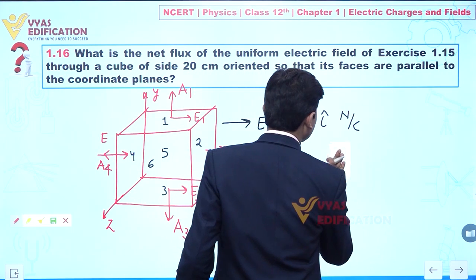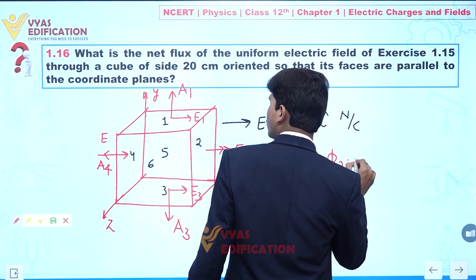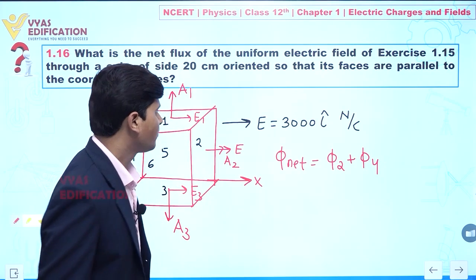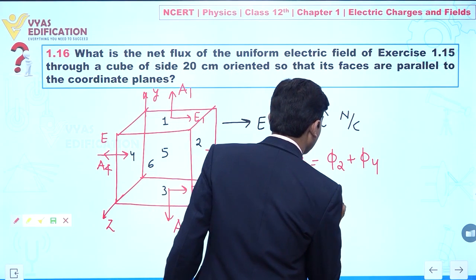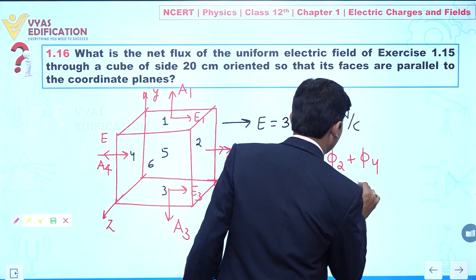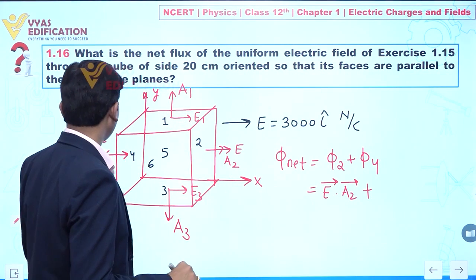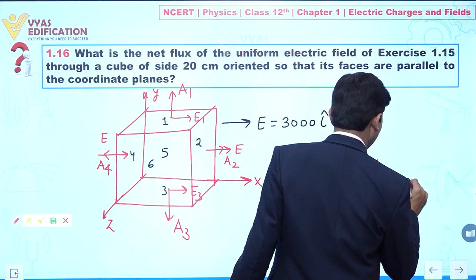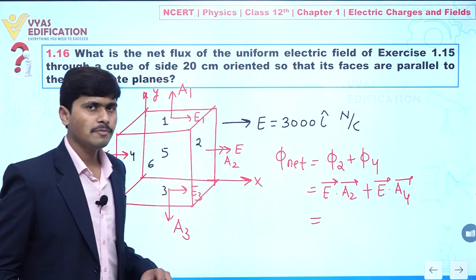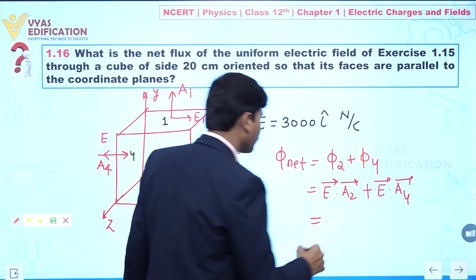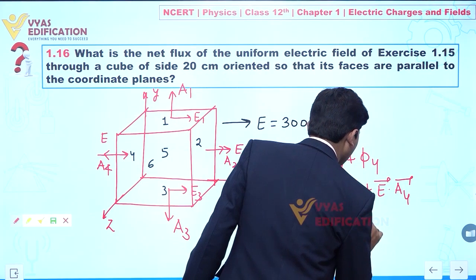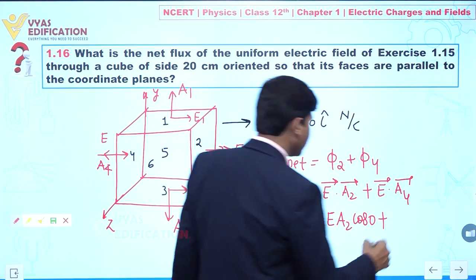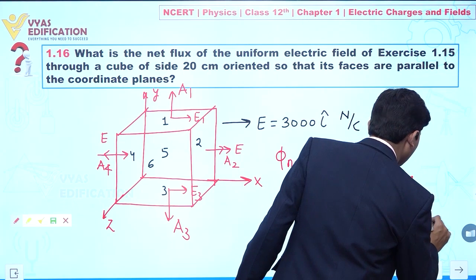Or we can write it like this: this is equal to phi 2 plus phi 4. Because electric flux is a scalar quantity, we can directly add it. So phi 2 equals E dot A2, plus phi 4, which is given as E dot A4. Now the angle between the electric field and area vector is 0, so E A2 cos 0, plus, where the electric field and area vector are opposite, E A4 cos 180.